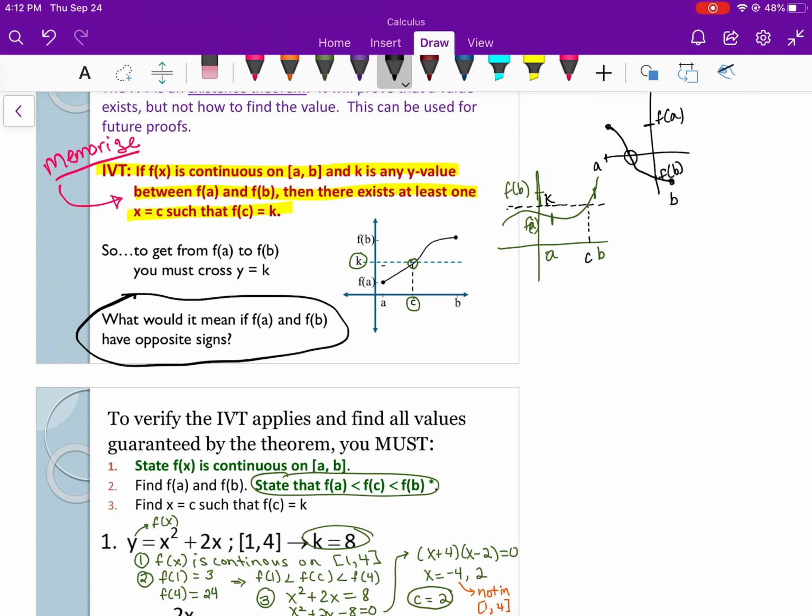If f of A and f of B have opposite signs, then the IVT guarantees a zero in A to B.